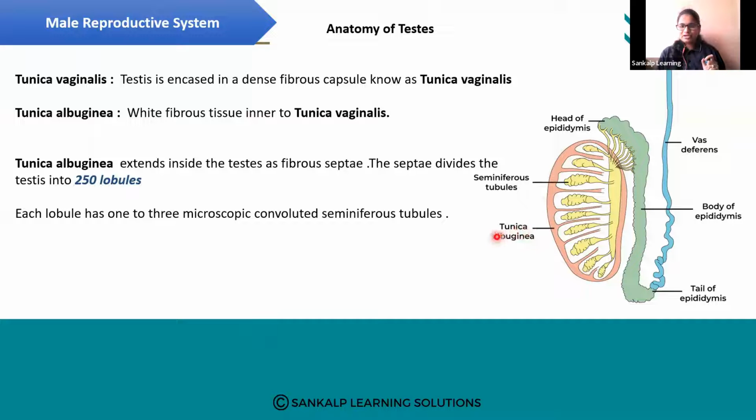The second layer is the tunica albuginea. This second layer is not continuous; it is not a single continuous layer. So it is divided into certain partitions. Here you can see it is divided into certain partitions.